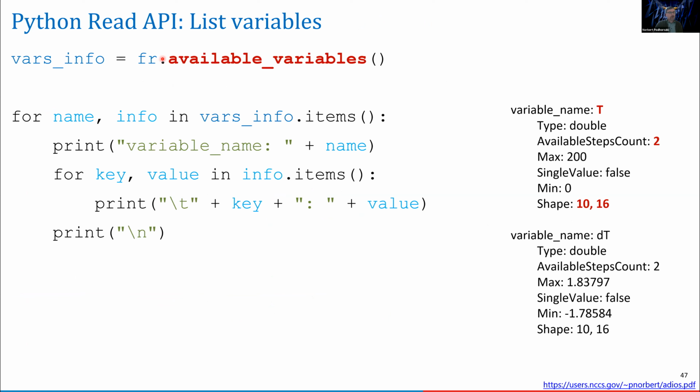Once you open a file for reading, you can list the available variables. The function returns a dictionary that you can print out, and it looks like on the right side. We have t and delta t here, two-dimensional variables with a given shape, 10 by 16, only 2 steps. Min max is 0 and 200.